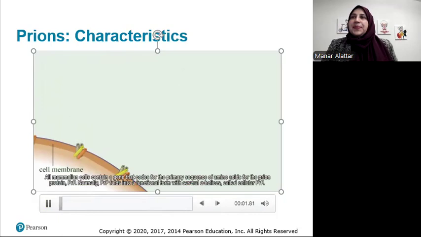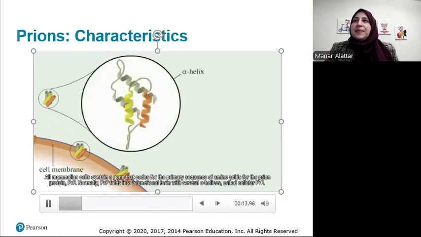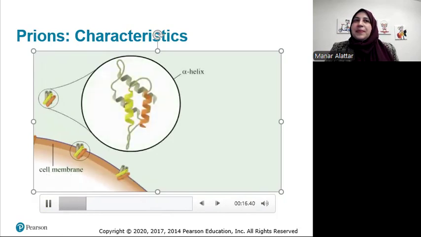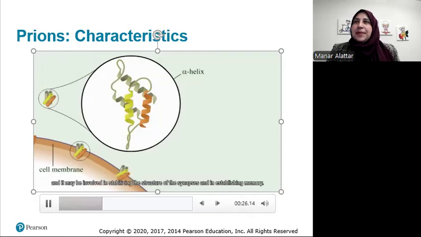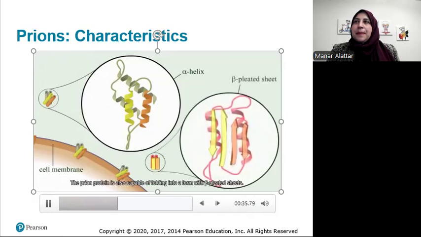All mammalian cells contain a gene that codes for the primary sequence of amino acids for the prion protein PRP. Normally, PRP folds into a functional form with several alpha helices called cellular PRP. The normal function of the prion protein is not well understood, but it's believed to be important in normal synaptic development and function, and it may be involved in stabilizing the structure of the synapses and in establishing memory. The prion protein is also capable of folding into a form with beta-pleated sheets.